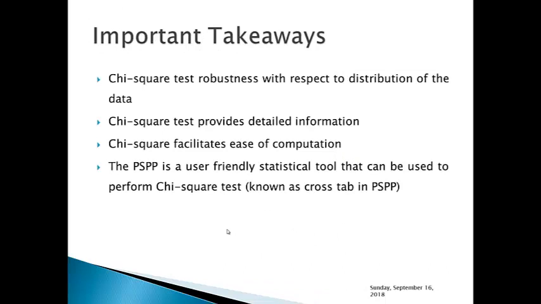Important takeaways: the chi-square test is robust with respect to distribution of data. Chi-square test provides detailed information. Chi-square facilitates ease of computation. PSPP is a user-friendly statistical tool that can be used to perform chi-square tests, known as crosstabs in PSPP.